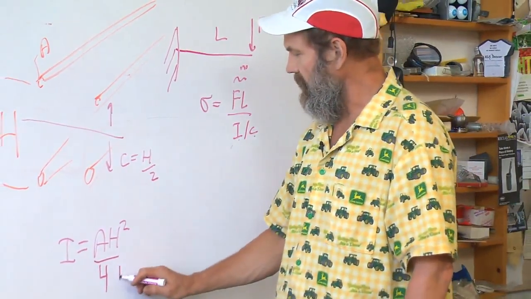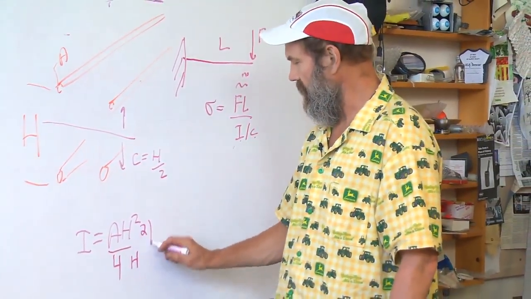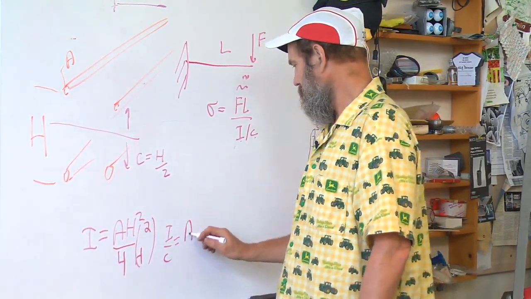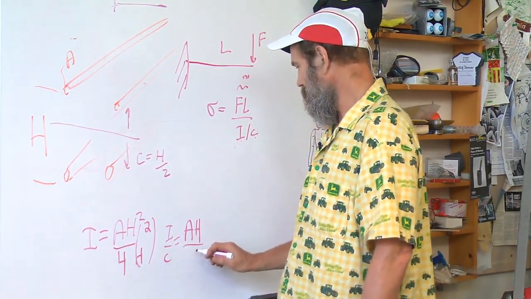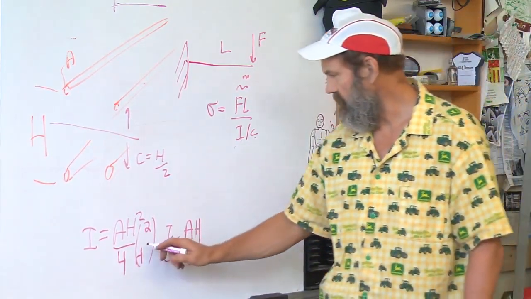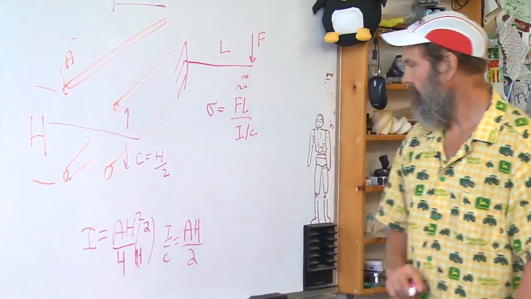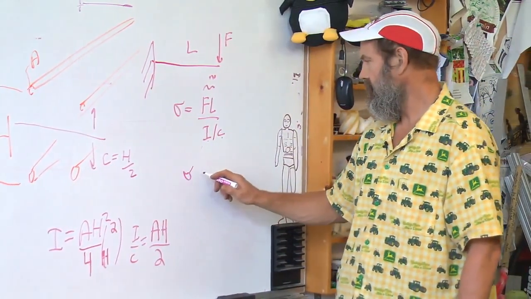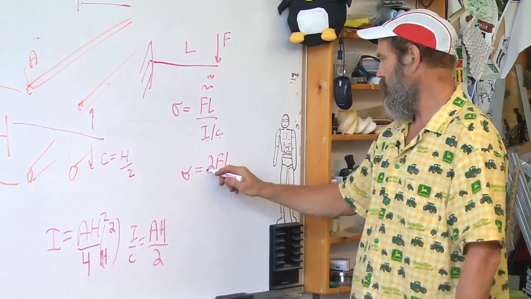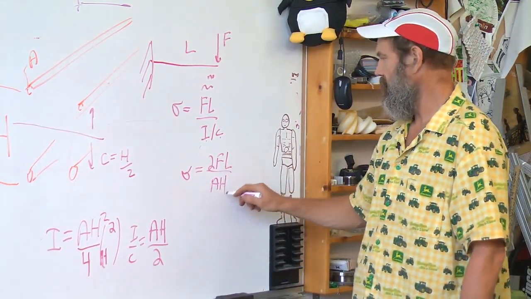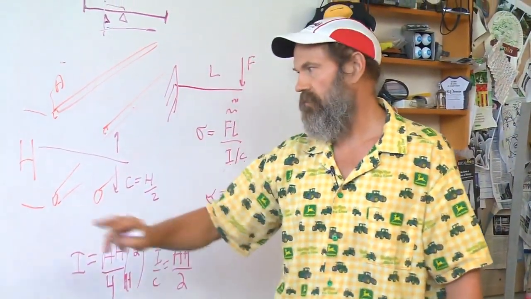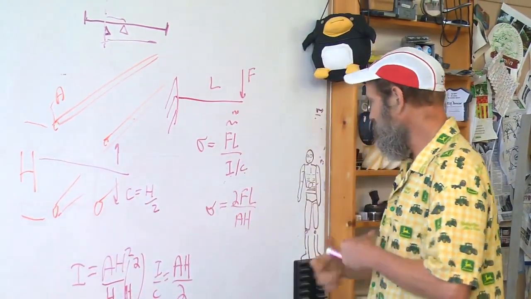So we divide this by h over 2. This is c. And we get I over c equals A h over 2. Okay? So the stress equals 2FL over A h. Well, what's that got to do with the strength of the truss and where these ziggy-zaggies go? These are called the braces, by the way, the bracing.